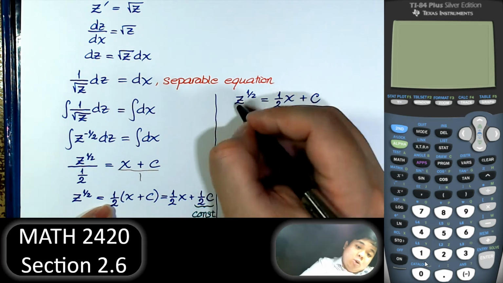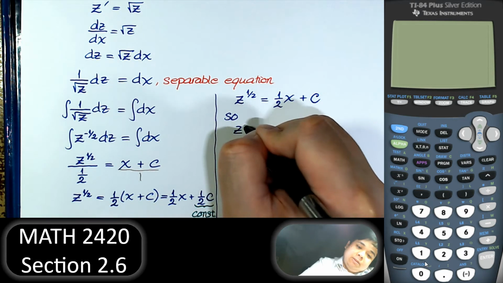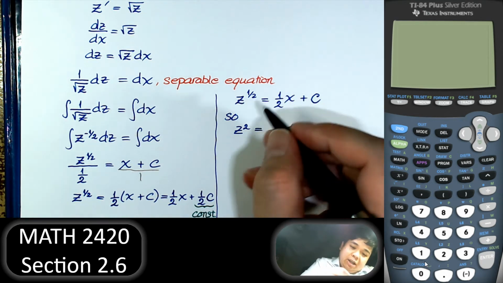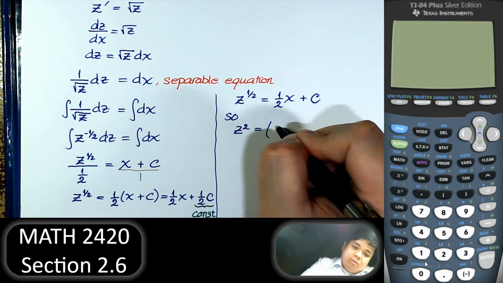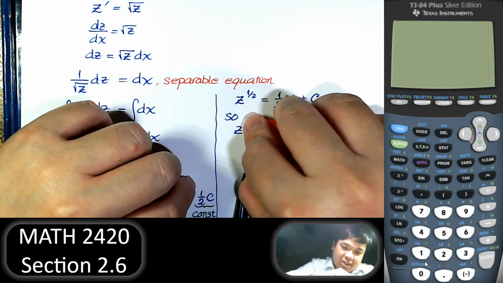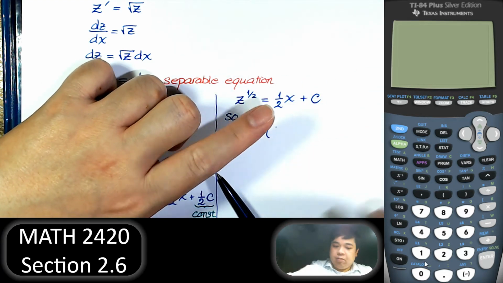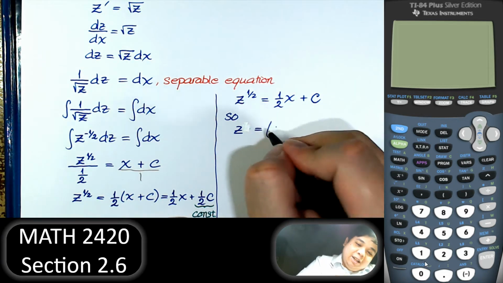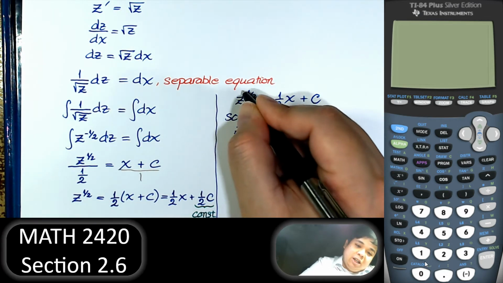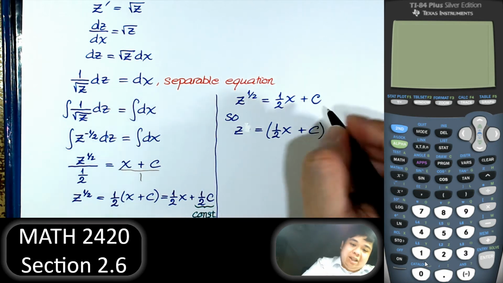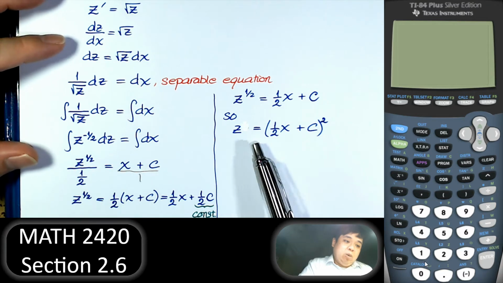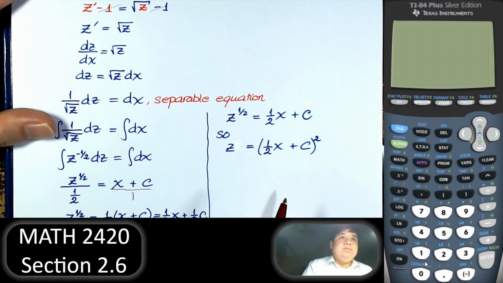Right, now we square both sides. Z squared, square both sides, the square cancels the 1/2, so we just have z, and 1/2 x plus c. Yeah, square both sides, so the square here cancels with the 1/2, and then there will be a square here. Finally, z, what was z? Oh, x plus y.